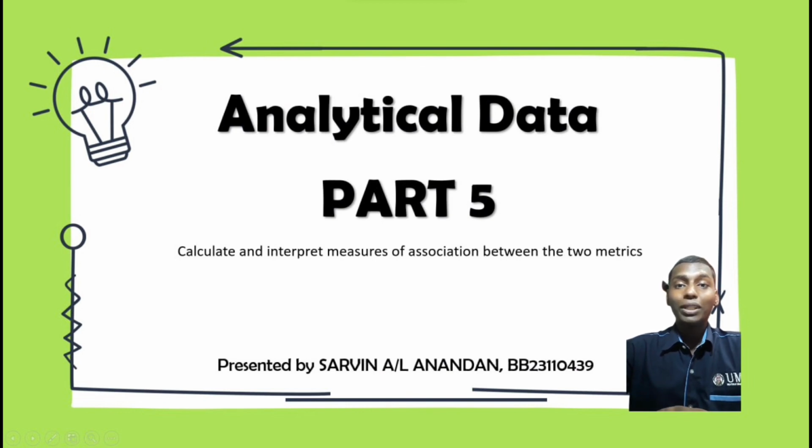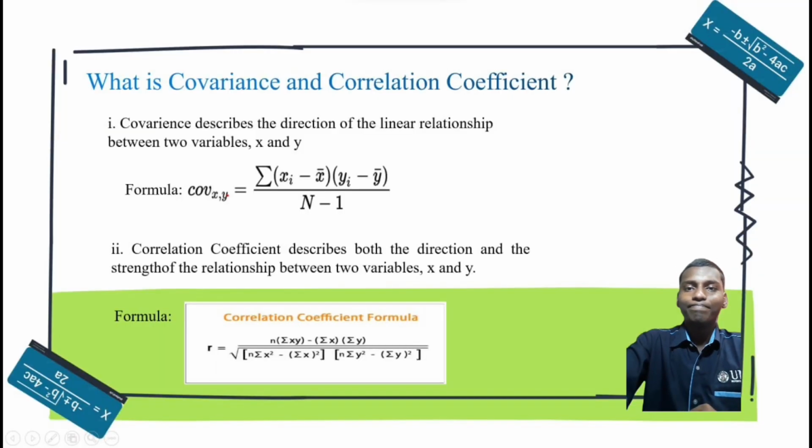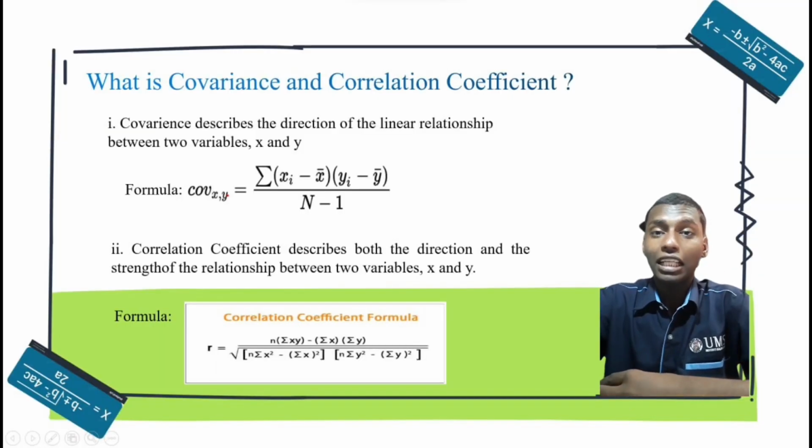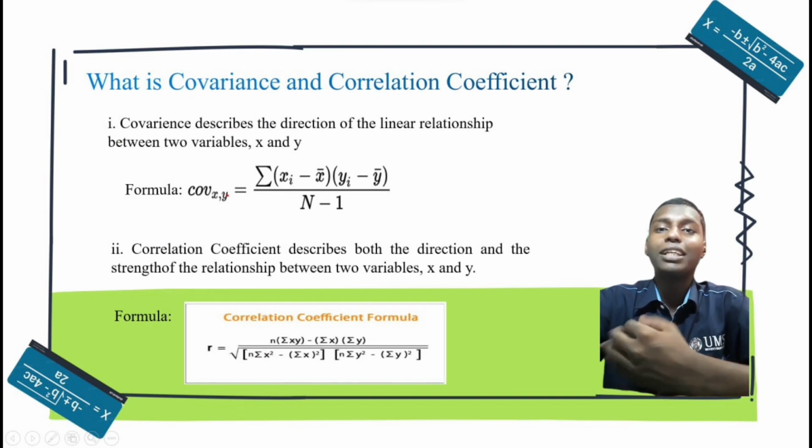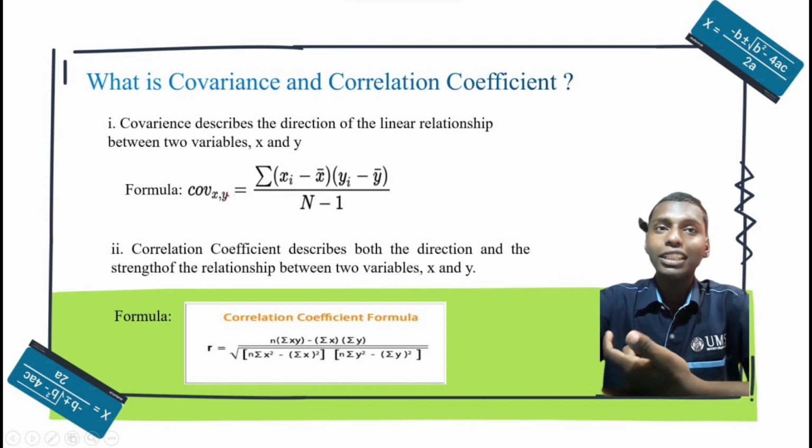Today I would like to present my assignment part, which is part 5. The question is, calculate and interpret measures of association between two metrics. For the next slide, I have attached the meaning of covariance and correlation. What is the meaning of covariance? Covariance describes the direction of the linear relationship between two variables.